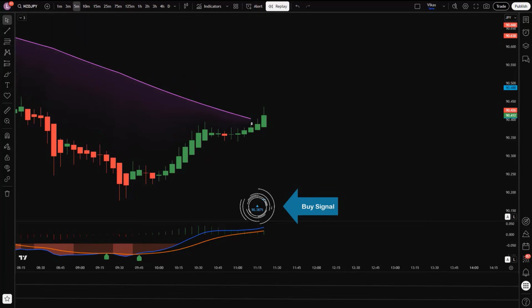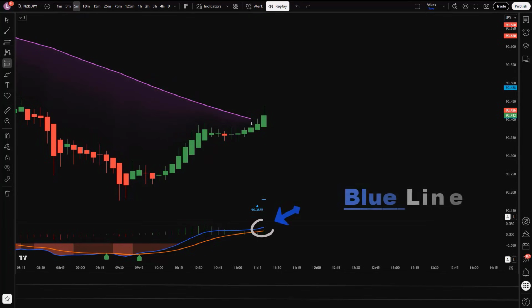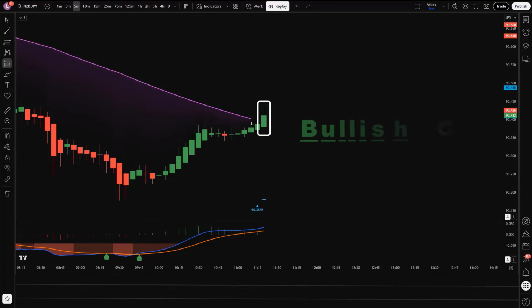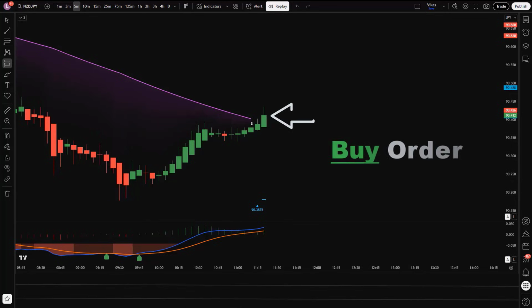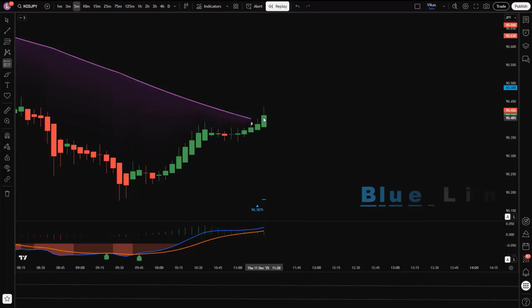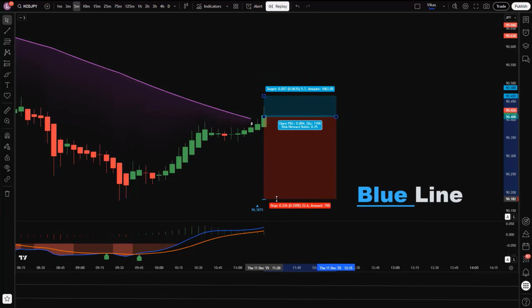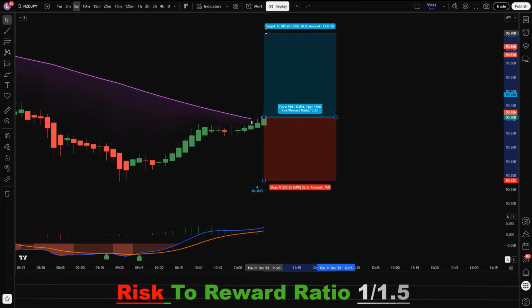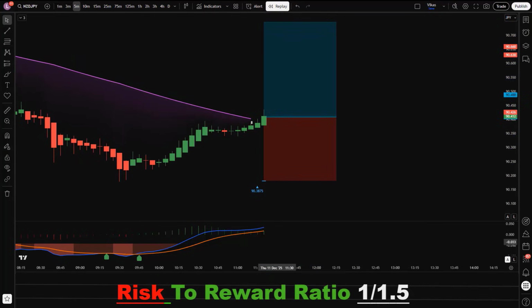Here the Parabolic SAR indicator gives us a buy signal. Here the blue line of MACD Fake Filter RH is above the orange line. Here the market has made a bullish candle to give confirmation. So all our conditions are being fulfilled, so we are placing an order to buy. Our stop loss should be at the blue line. And the risk to reward ratio will be 1:1.5.